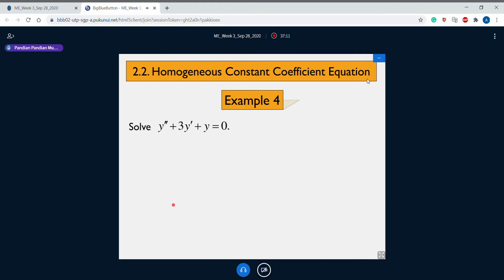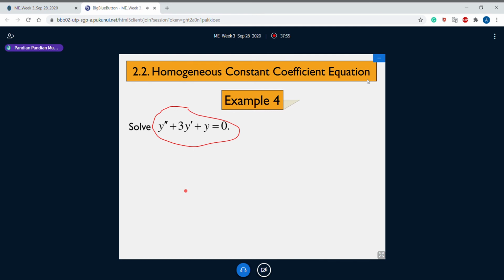So this is the example. We want to solve this problem: y double dash plus 3y dash plus 1y equals to 0. This is the example, the last slide, class. Please write down, yeah? So in this case, in the m squared, your a is 1, b is 3, c is 1. We are not going to repeat the whole thing, we can solve directly.